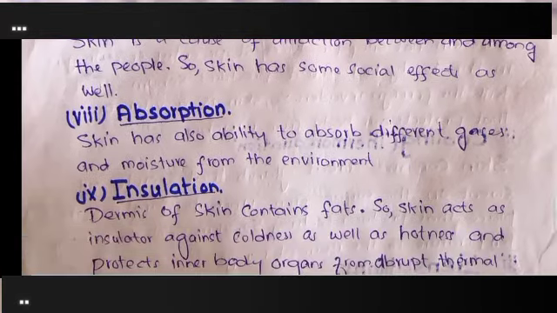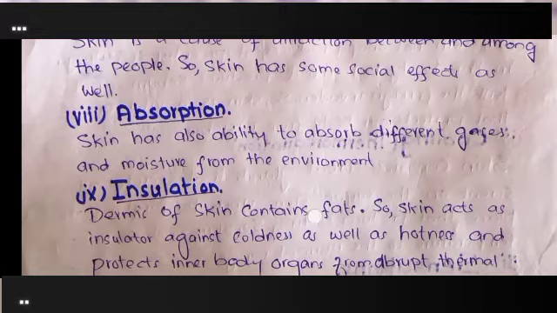Now, how does skin act as an organ of absorption? Skin actually contains various pores through which gases may diffuse into our body, as well as the moisture that is required for our body. So skin is a useful organ for the absorption of different moisture products as well as gases into our body.